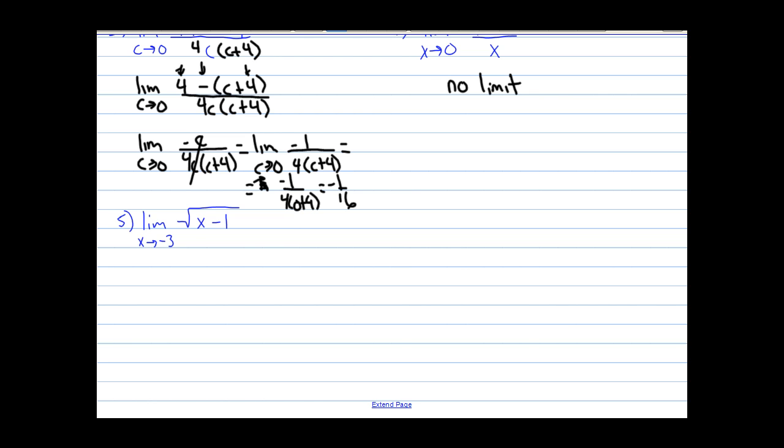On number 5, we have the square root of x minus 1, and of course the limit as x approaches negative 3. But if we look at the graph of this square root, just the square root of x, looks something like that. And the square root of x minus 1, if we plug a minus 1 on the inside, then that moves it to the left 1. So there is no possible way we can find the limit as x approaches negative 3 because this function never gets to negative 3, so this one has no limit for sure because it just doesn't exist there.